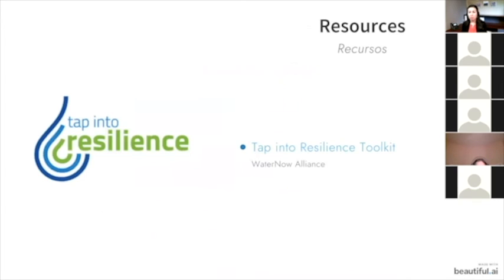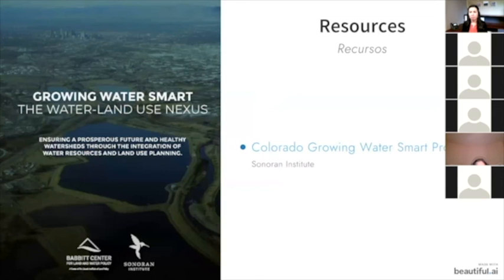The Tap into Resilience Toolkit has a lot of different ways and worksheets that you can work from on why you should integrate resilience, or why you should integrate green infrastructure into your strategic planning.